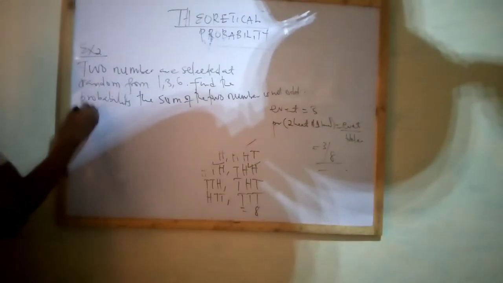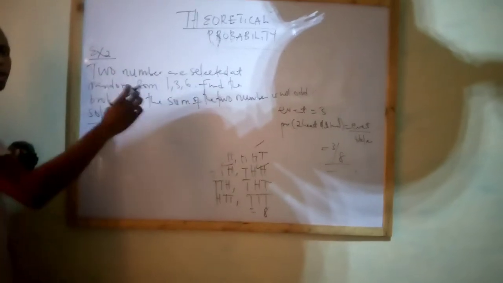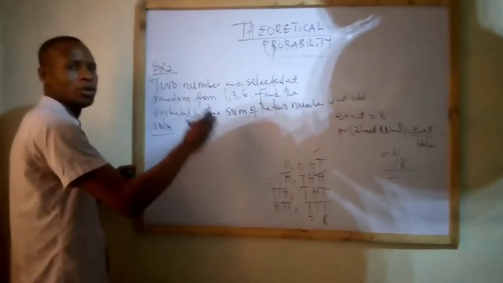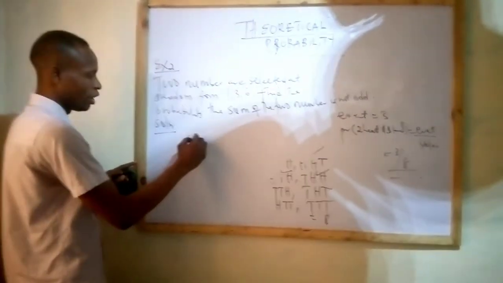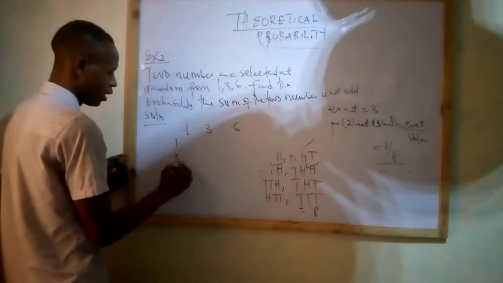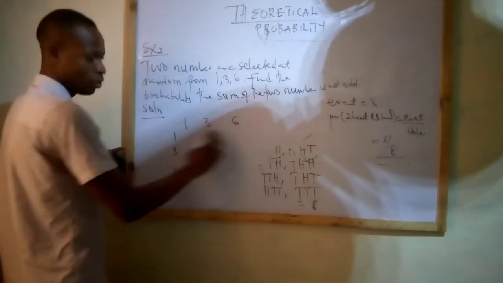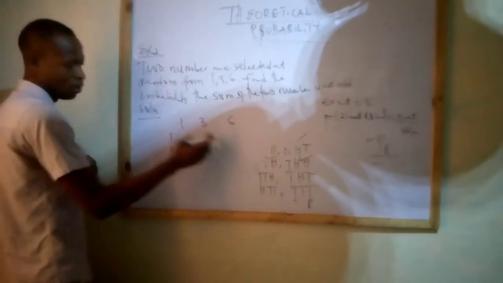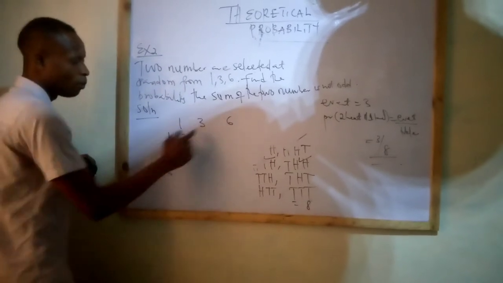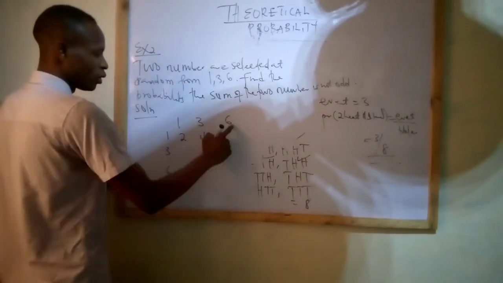Okay, solution to this. Now, when you're given digits like this, you have to simply arrange them. How do we arrange them? You arrange these digits on both the vertical axis and the horizontal axis. That is 1, 3, 6 and 1, 3, 6. You can see them arranged vertically and horizontally. So how do we fill this in? We simply add this with this. 1 plus 1 is 2. 1 plus 3 is 4. 1 plus 6 is what?